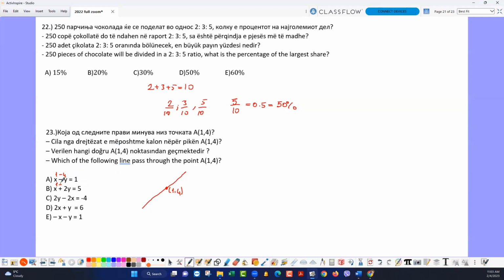Or 1 plus 2 times 4, is it equal to 5? No, this is not. 2 times 1 is 2, minus 2 times 4 is minus 8. 2 minus 8, is it equal to 4? No, this is not. 2 times 1 is equal to 2, plus 4 is equal to 6. So this is correct. So this is the case when the point is on the line, you have to put the values instead of x and y, because this is the x value and this is the y value. If the result is correct, that's the answer it should be.